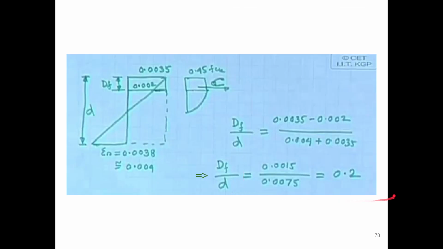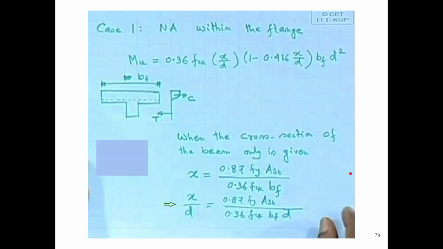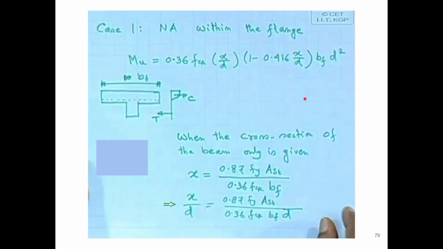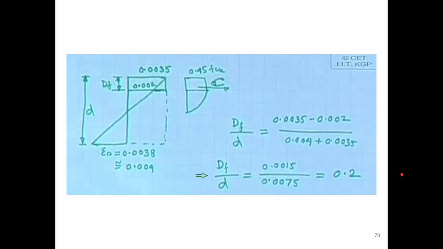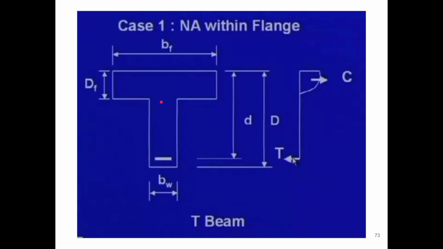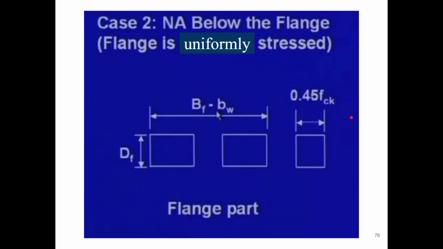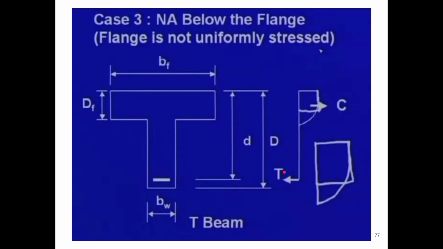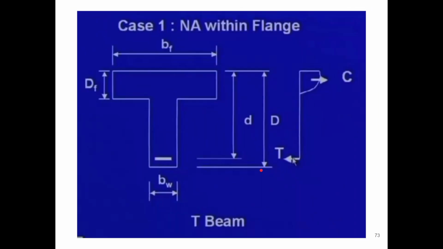If the Df by d value is more than 0.2, then the third case will occur, that is the flange is not uniformly stressed. And if the Df by d value is very high, say greater than 0.5, then I think the first case will occur, that is everything will happen inside the flange only. So it is less than 0.2, greater than 0.2, and much higher than 0.2. Based on that, case 2, case 3, and case 1 will occur respectively.